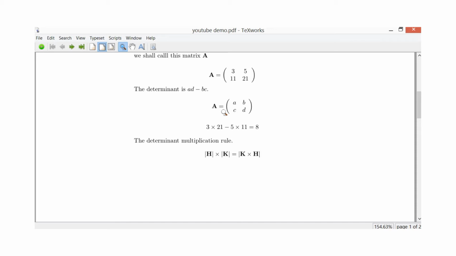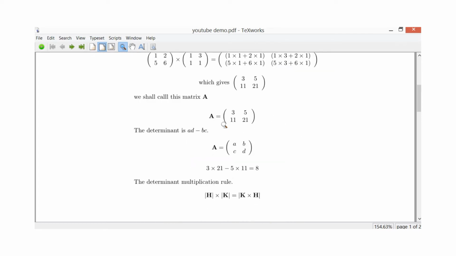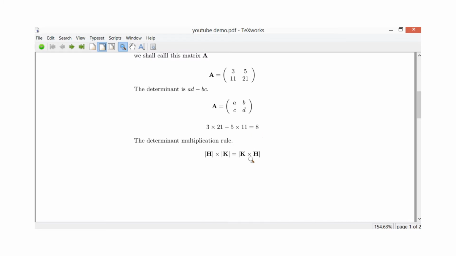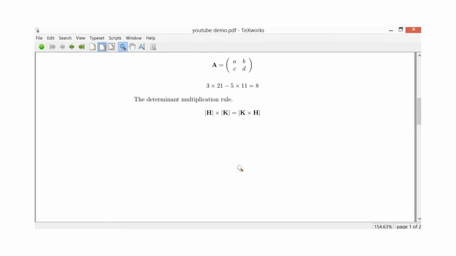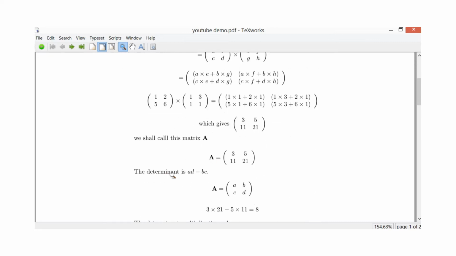We found that A, which was K times H, had a determinant of 8. So if this rule is correct, the determinant of the matrix H multiplied by the determinant of the matrix K will equal 8. Let's see if we can prove this right. The determinant of H, remember our formula, is AD minus BC, the cross diagonals.